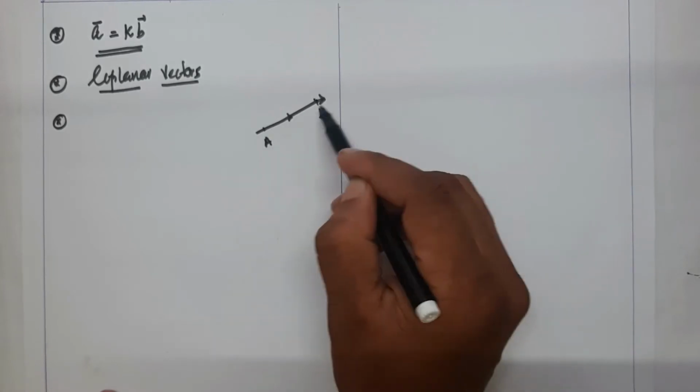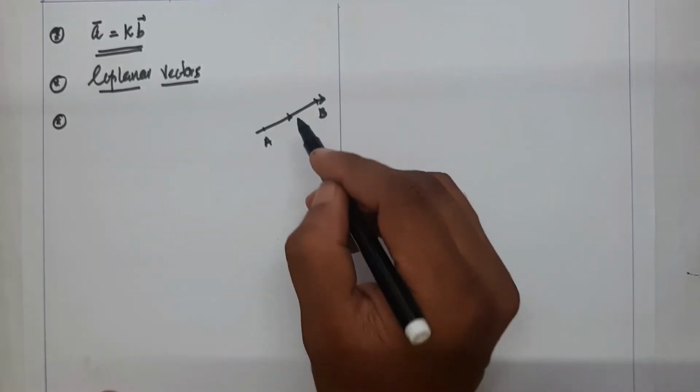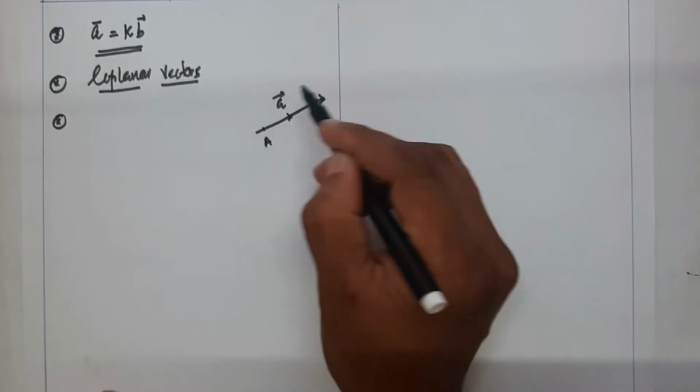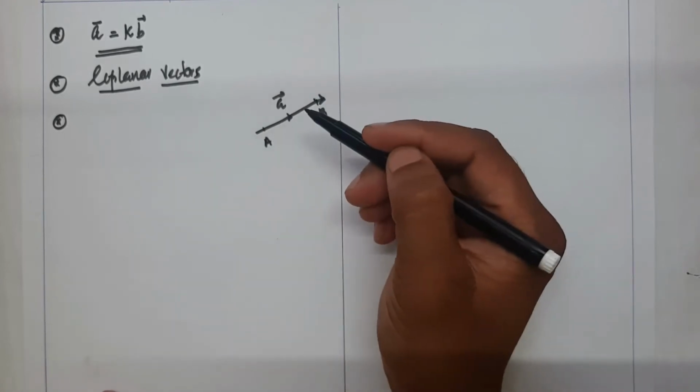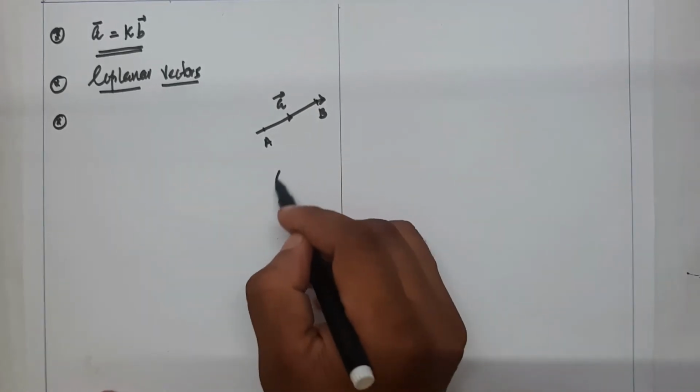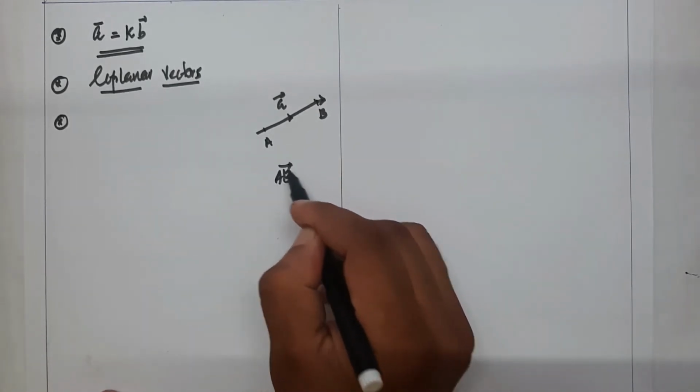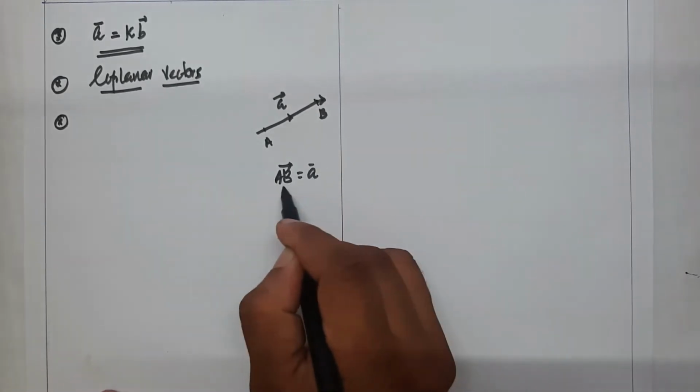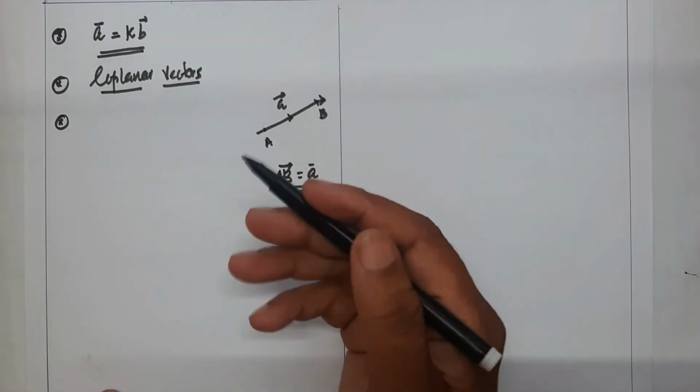It is a direct line vector AB. Vector AB is also expressed as, suppose, vector A. We can represent it using a small letter, vector A, or capital AB. That is, capital vector AB is equal to small vector A. Okay, so vector A is any vector.